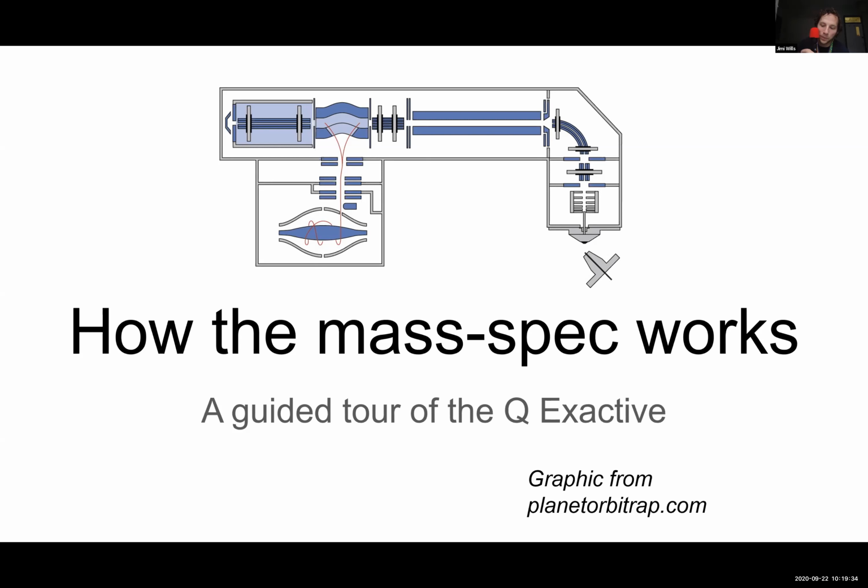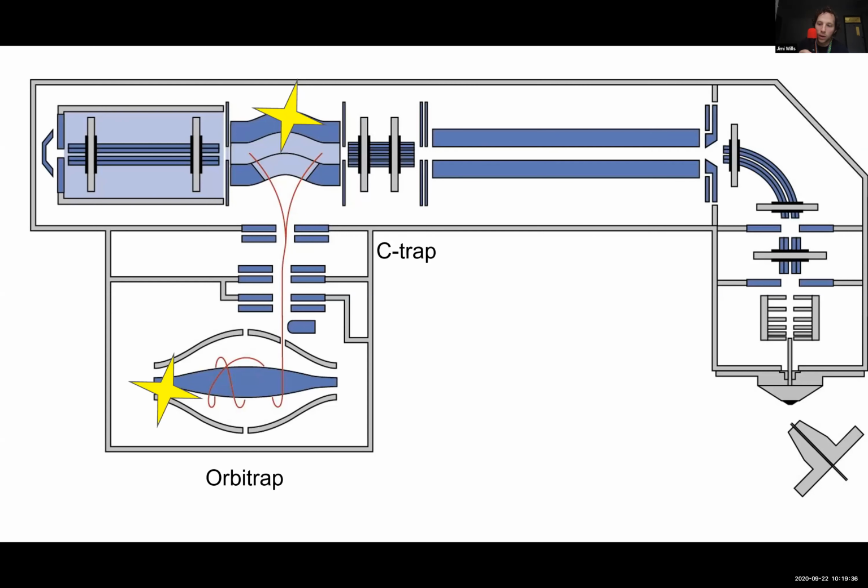Just to recap, we've got molecules being separated on the HPLC, and they come to the ion source of the mass spec and get ionized. Now they can be manipulated in electric fields and they have a journey through the mass spec. In the basic case, they collect in the C-trap, they get injected into the orbit trap, and we read out some data.